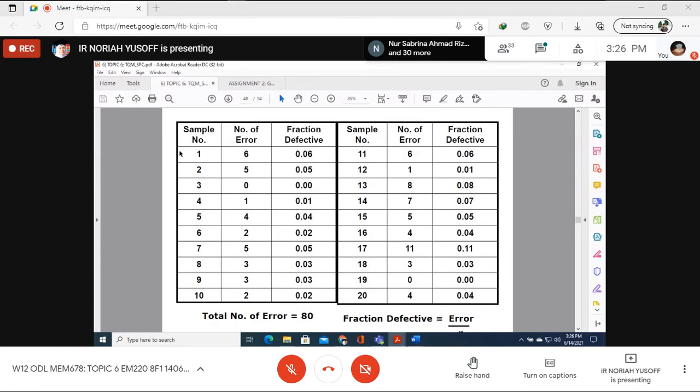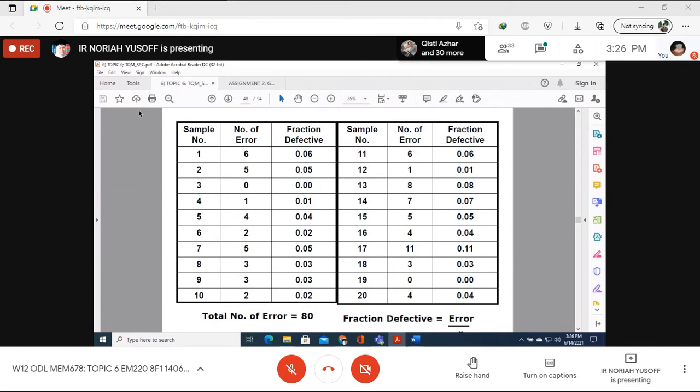So each clerk actually keys in 100 data. In those 100, for operator number 1, or sample number 1, they found 6 errors. So 6 divided by 100, you will get 0.06 fraction defectives.